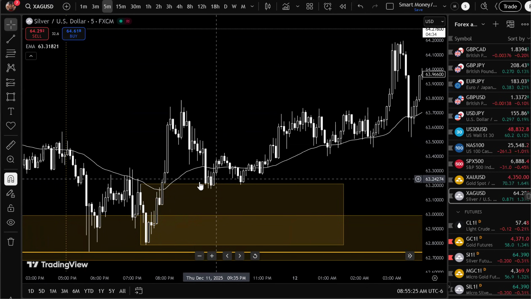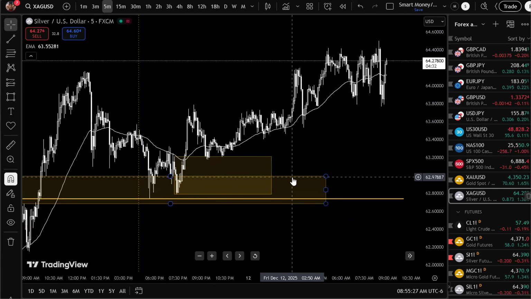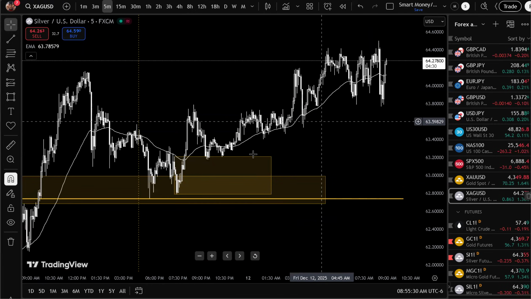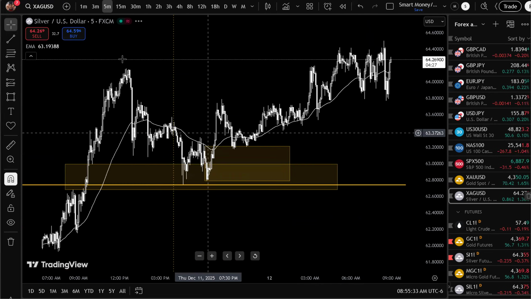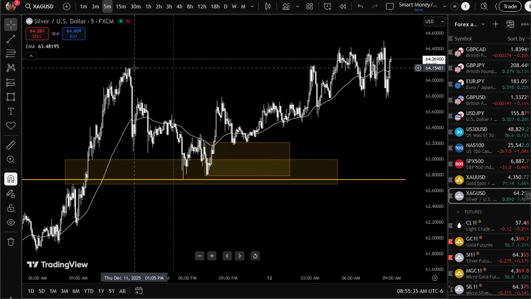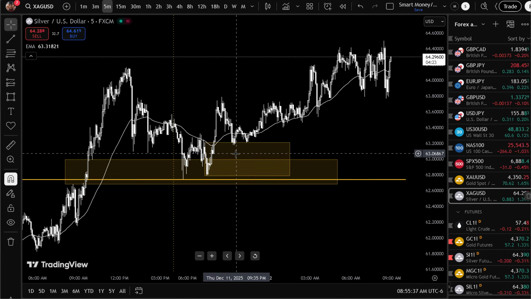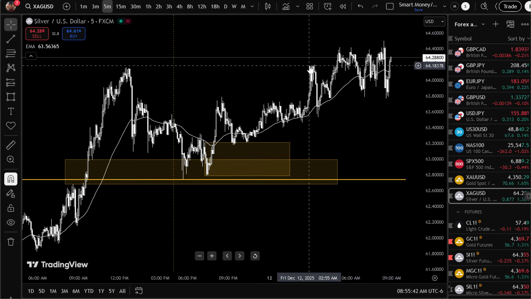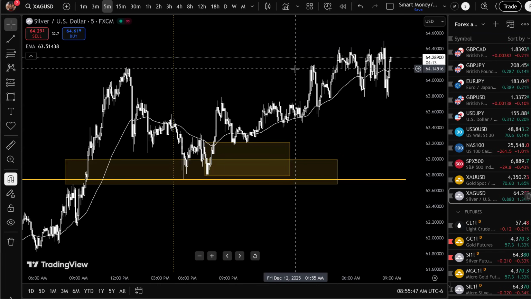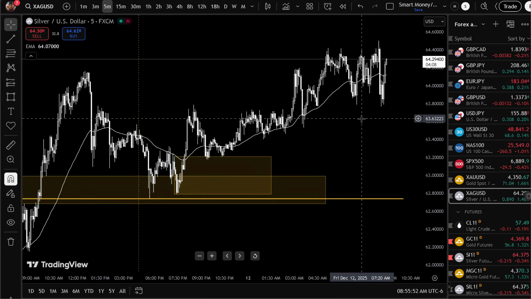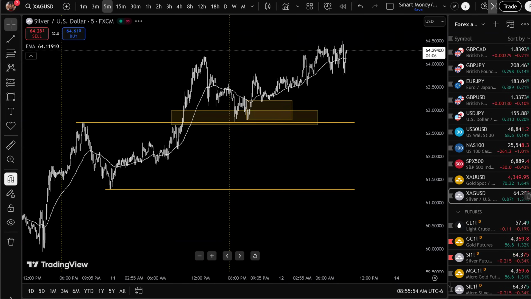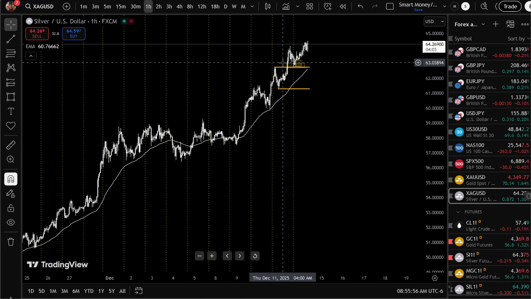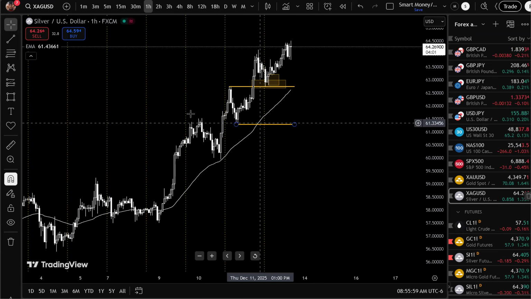Look at that. Boom. This was your entry, either here or here. And price never came back yet. If you target this high right here, you would have hit your target already. You would have got in about 9:25, 9:30 last night, and hit your target around 2, 3 o'clock in the morning. The same thing you look for on the higher time frame for your setup is the same way you find your entry.